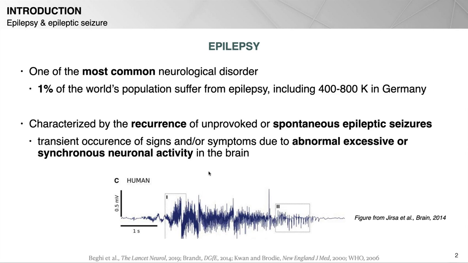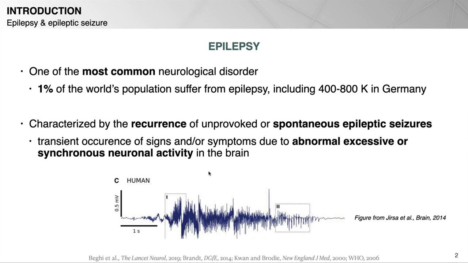So epilepsy is one of the most common neurological disorders, as 1% of the human population is affected, including between 4 and 800K in Germany. Epilepsy is characterized by the recurrence of unprovoked or spontaneous epileptic seizures.